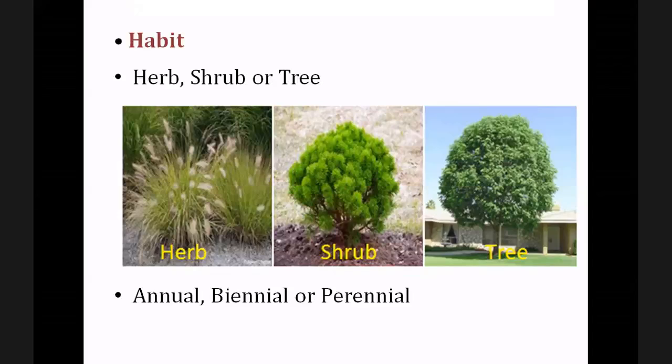Yes, ma'am. Okay. So the second category of this habit: we can describe a plant by their life cycle. The annual, biennial, or perennial. Okay. So the annual plant means a plant that completes its life cycle within 1 year. Within 1 year, the plant completes its life cycle. Then that plant is known as an annual plant.